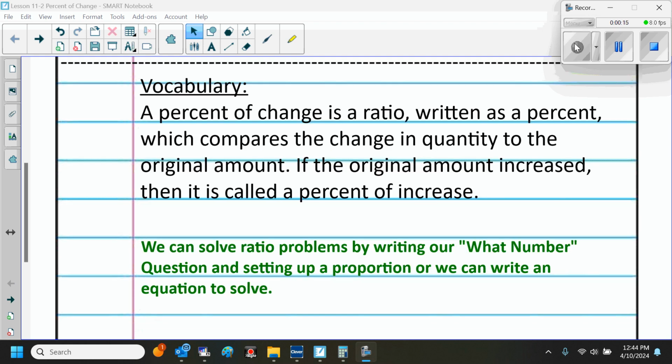All right, so vocabulary. A percent of change is a ratio written as a percent which compares the change in quantity to the original amount. If the original amount is increased, then that's called a percent of increase. And of course, in the other direction, if the original is decreased, then it's a percent decrease.